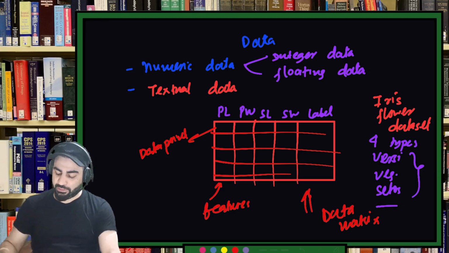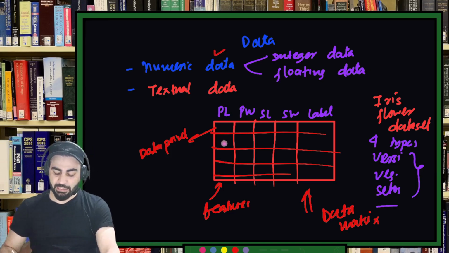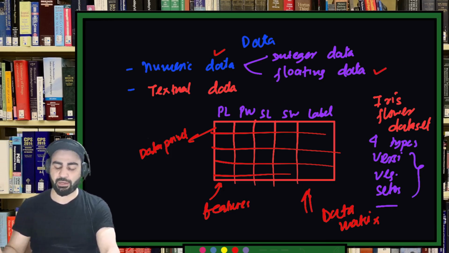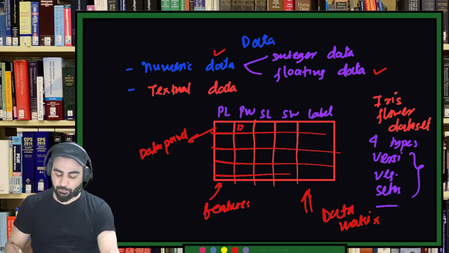Now, each of the features can be of different types. They can be of numeric types. Let's suppose petal length, petal width, sepal length, and sepal width are all of numeric type, maybe floating point data. They will take values, and if we are taking them in centimeters, with a unit of centimeters, it will be 12.4 or something like this.